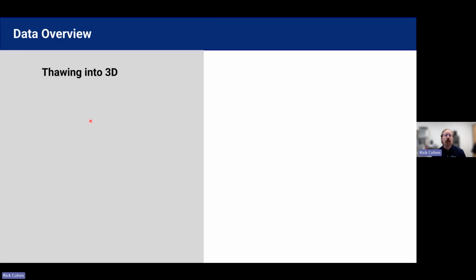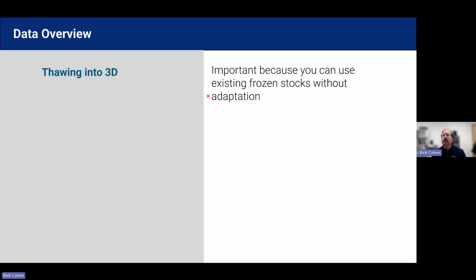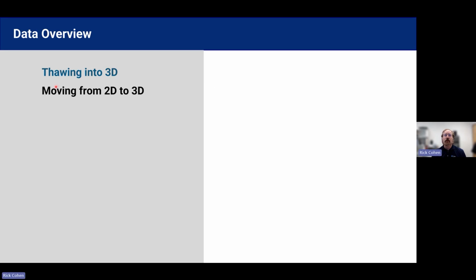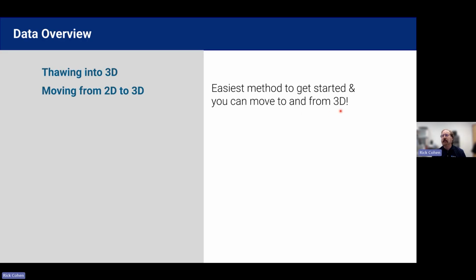So let's look at the data overview I'll be presenting today. Thawing into 3D. This is important because you can use your existing frozen stocks without any adaptation. You can move from 2D to 3D, and that's really the easiest method to get started. With your existing live cultures, you can move to and from 3D. So if you have cultures in 3D and want to move them back to 2D, you can do that too.